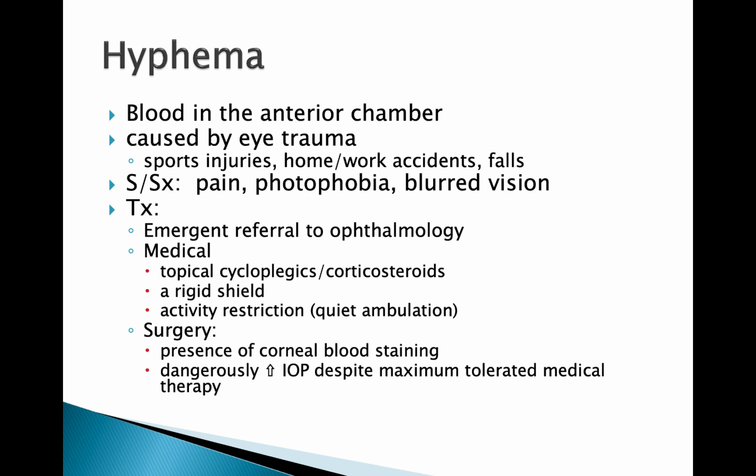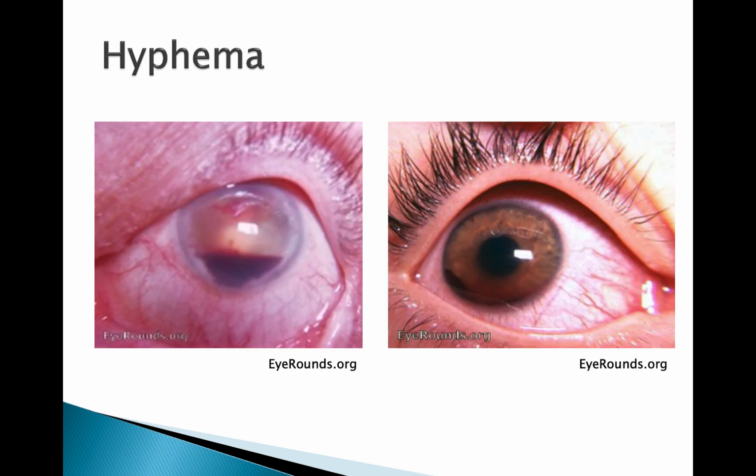And we treat this medically with topical cycloplegics and corticosteroids. We put on a rigid shield and we limit activity. Sometimes if the intraocular pressure is rising, you may have to go to surgery. Also, there could be presence of corneal blood staining, so the blood is actually staining the cornea, which will then long-term prevent good visual acuity. So we have to watch those two things, and sometimes those require surgery to alleviate the hyphema.